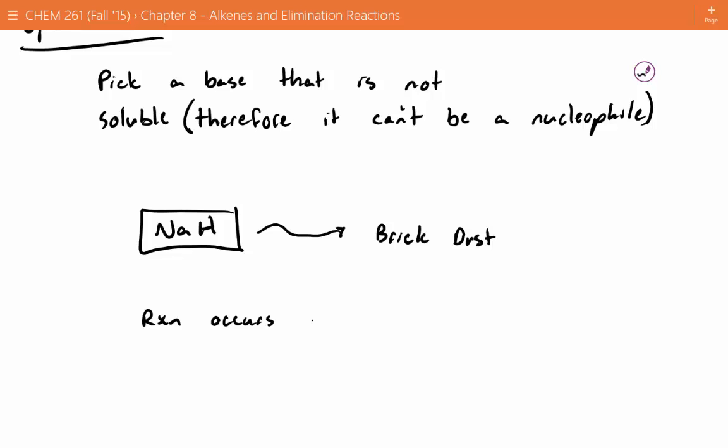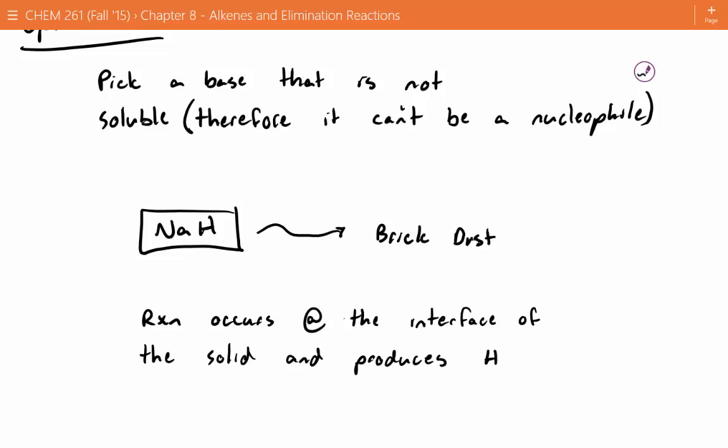So the reaction occurs at the interface of the solid and produces H2 gas. So you put it in and you'll actually see it fizzing, almost like an Alka-Seltzer tab on the bottom of your reaction.